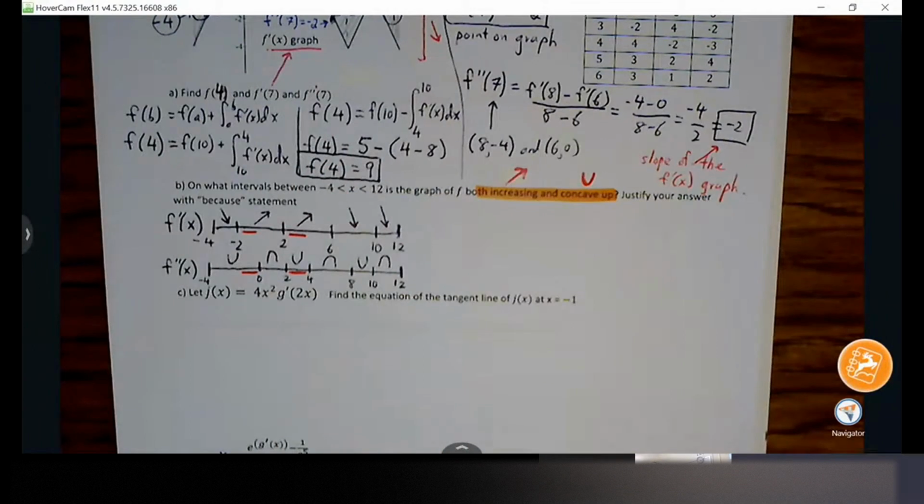Good. Right, so we'll say f of x is increasing and concave up on those two intervals because f prime is greater than 0 and f double prime is greater than 0. Okay, I'm going to show my other key where I've already written that out. Give me a second.